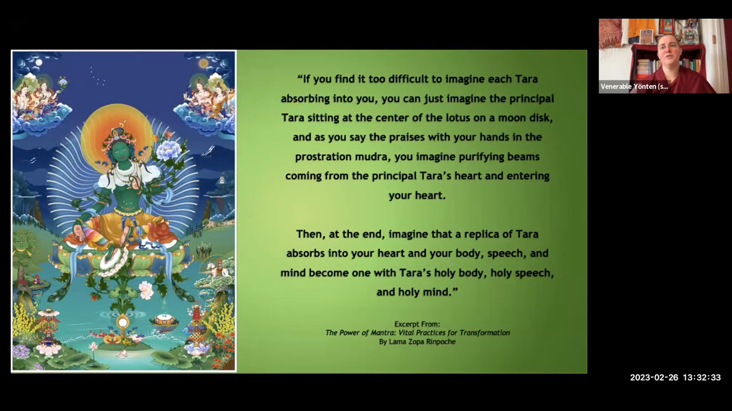If you find it too difficult to imagine each Tara absorbing into you, you can just imagine the principal Tara sitting in the center of the lotus and moon disc. As you say the praises with your hands in the prostration mudra, you imagine purifying beams coming from the principal Tara's heart, entering your heart. Then at the end, imagine that a replica of Tara absorbs into your heart, and your body, speech, and mind become one with Tara's holy body, holy speech, and holy mind. If that's too much, just do it simply.